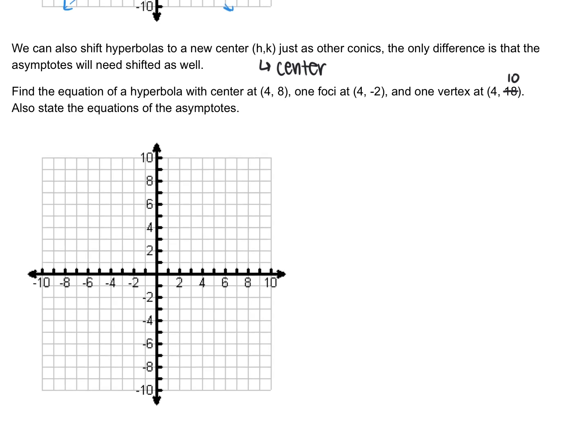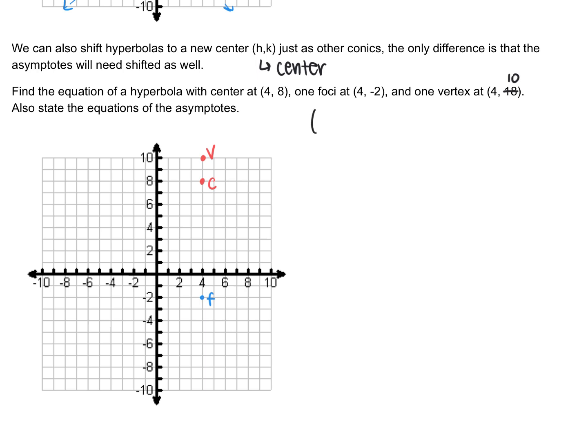So when I'm trying to find my equation, I'm going to use these points to help me figure out which is my major axis. So my center is at (4, 8). I have a focus at (4, -2), and I have a vertex at (4, 10). So wherever the focus and the vertex are in relation to your center tells you what your major axis is. So the vertex is above, the focus is below, but that tells me that my hyperbola's major axis is the y-axis, because my hyperbola is going to open up and down.